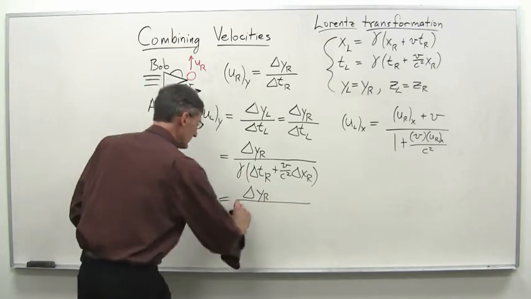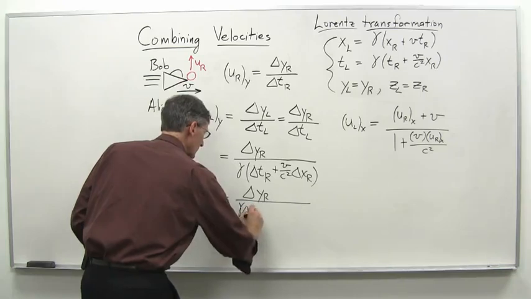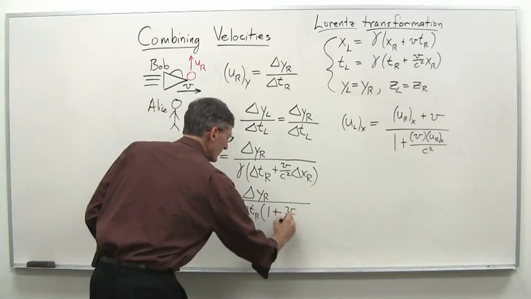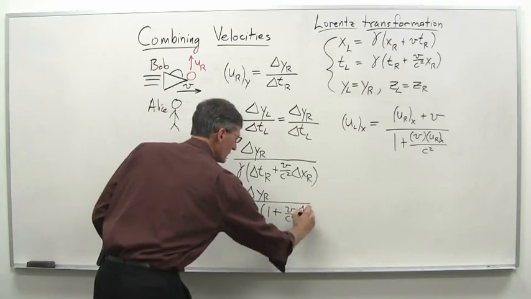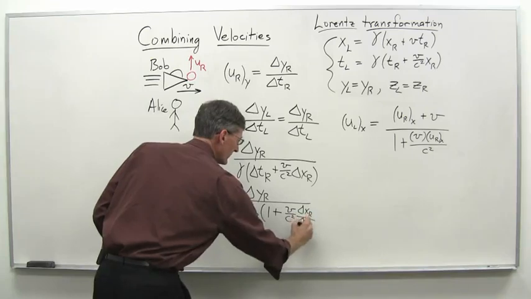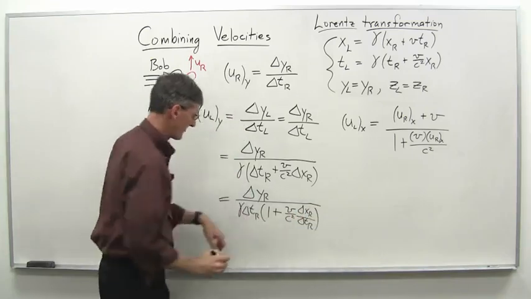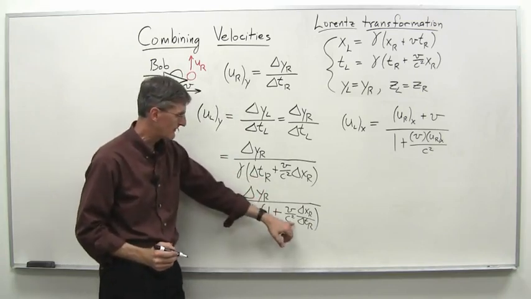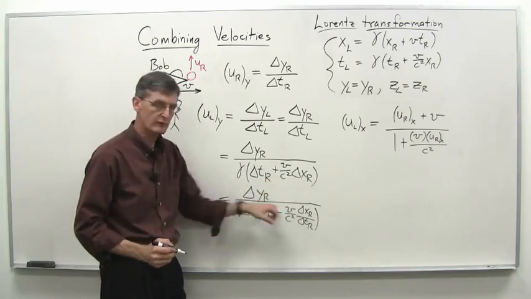And we're going to pull out a delta t sub r from that expression. So we've got delta t sub r times (1 plus v over c squared times delta x sub r over delta t sub r). Okay, so delta t sub r times 1 is delta t sub r, plus this thing gives us that, because the delta t sub r's would cancel there, of course.